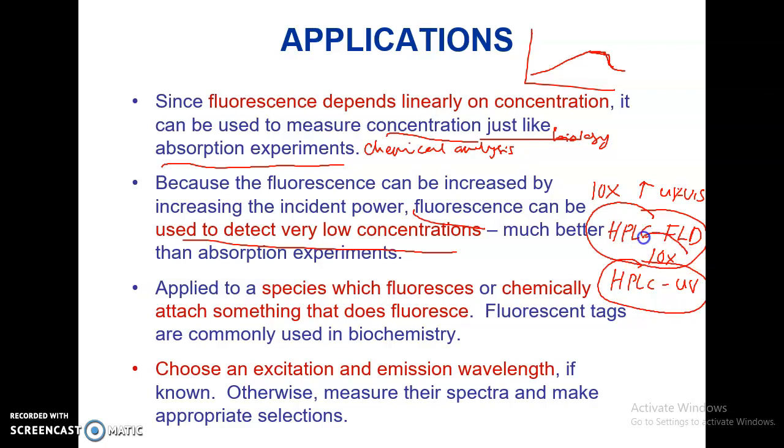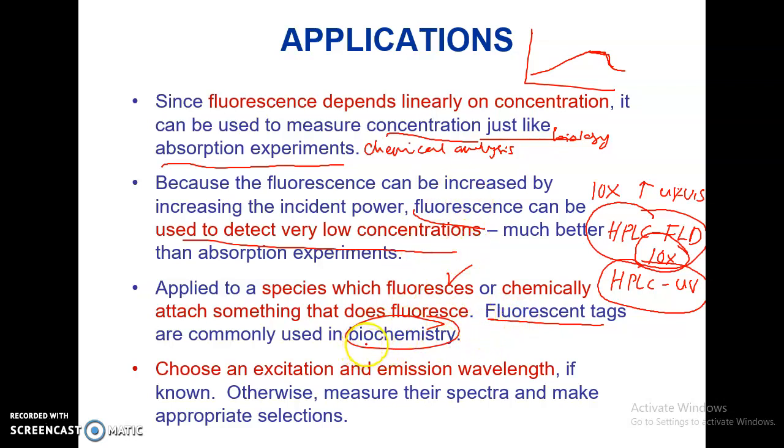That's why people use the HPLC fluorescence detector, because of the high sensitivity. It is the same thing in a spectrophotometer. This is the fluorescent marker that I mentioned just now. A fluorescent tag is usually used in biochemistry to mark species, single cells, and also sometimes proteins as well.